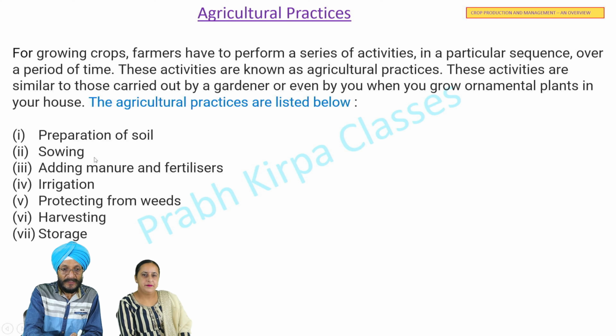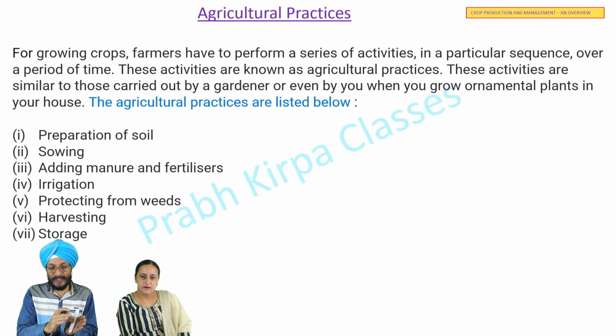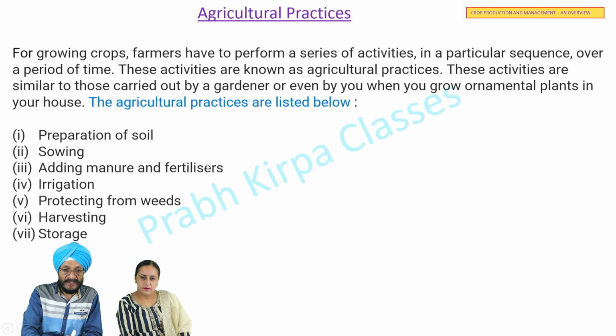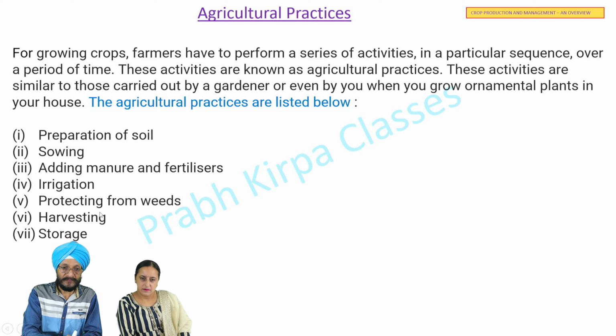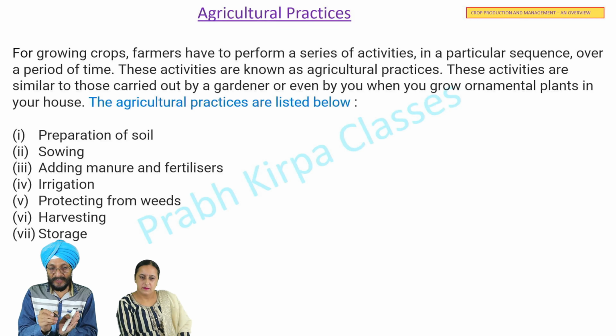Next is sowing. The seeds have to be sown at appropriate depth and there has to be a proper distance between the seeds. Then the manure and fertilizers have to be added to the plants so that there is proper development of the crop. Then the fourth activity is irrigation. We have to properly give water to the crop so that there is proper growth of the crops.